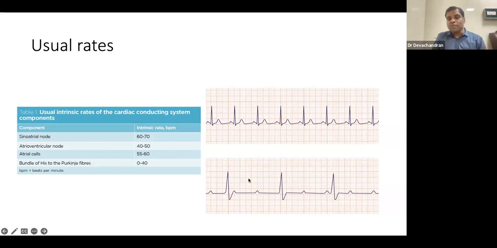And if you look at the rate, 1, 2, 3, 4, 5, 6, 7, 8, 9 big squares. So 300 divided by 9 is somewhere around 35. So the ventricular impulse is coming from the bundle of His or Purkinje system because the rate is about 40, whereas the P waves are running separately. They are not married to each other, so there is complete AV dissociation. So it's important to remember the rate. So when you interpret, use the rate as well to see where the impulse is originating.